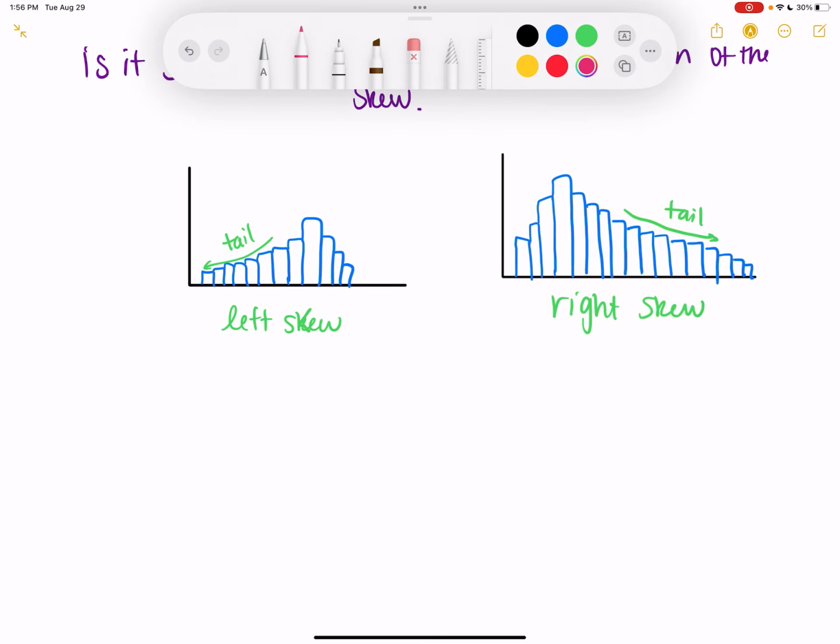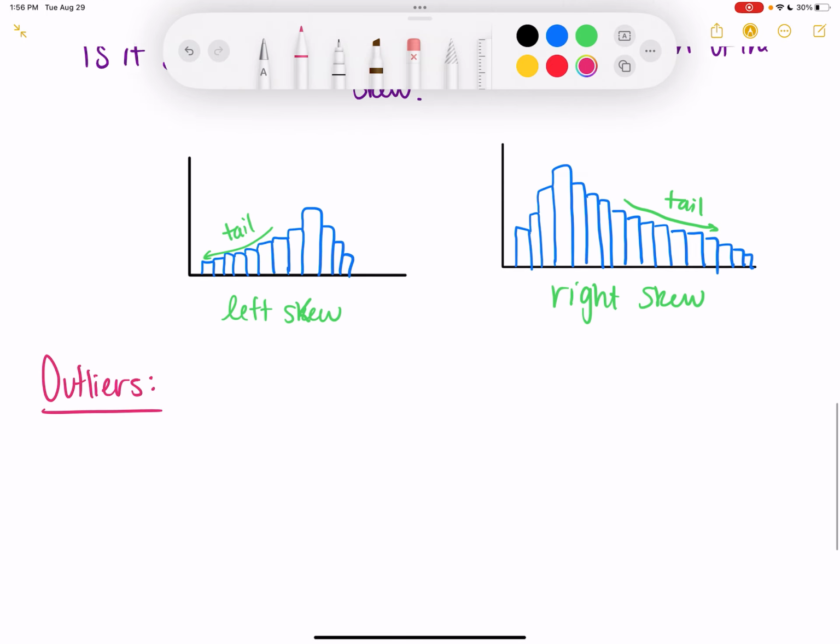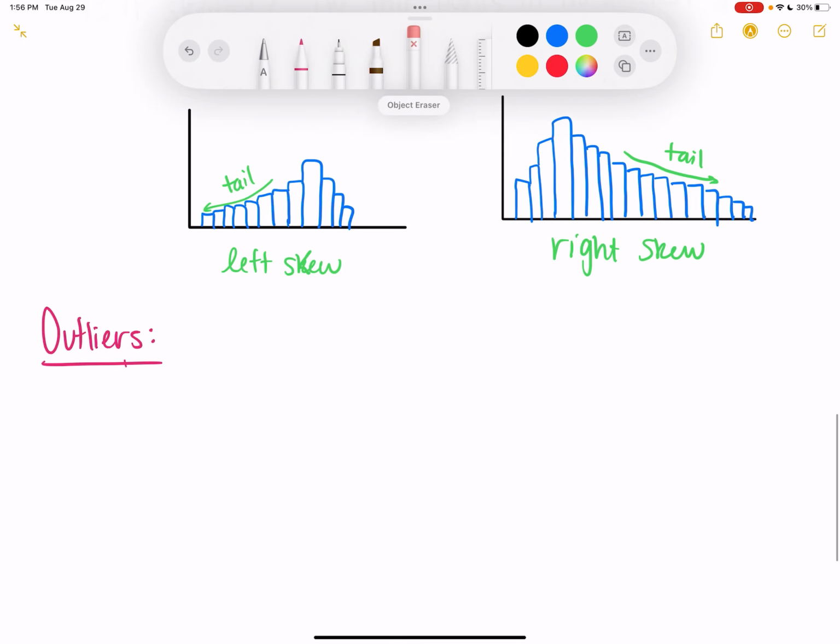All right, that's shape. Now we're going to look at outliers. How much space do you think this will take? Outliers for me is like 7-ish lines. Ballpark.